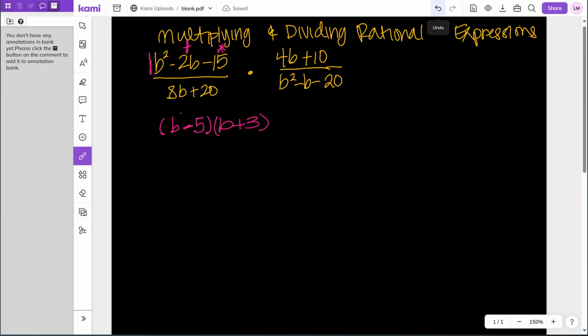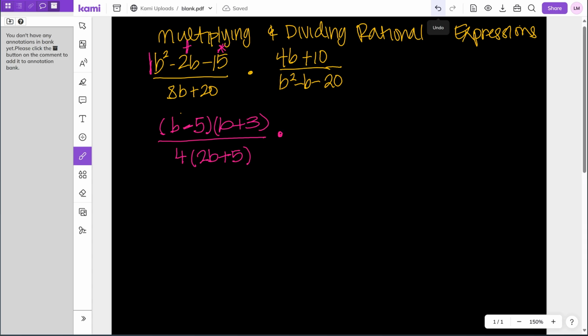All right, on the bottom, I just have a common factor. It's not a trinomial. I don't have b squared, but I do have a greatest common factor. And I can divide both 8 and 20 by 4. So that would leave me 2b plus 5 when I divide both of those terms by 4.